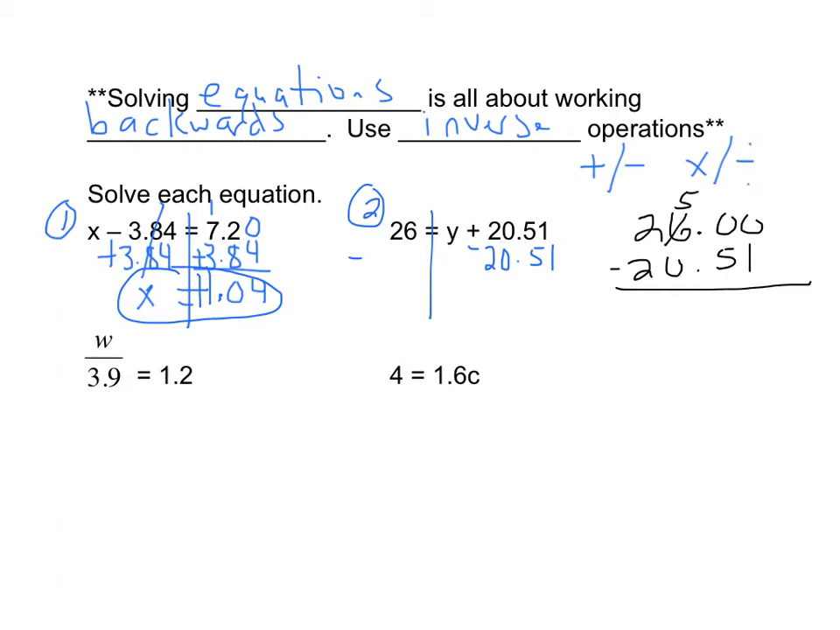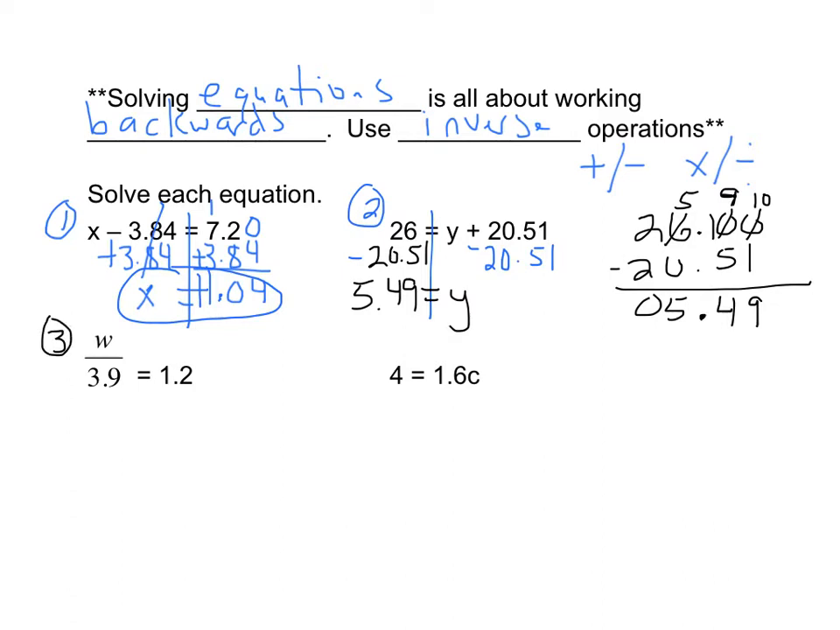Go ahead and borrow. This becomes a 10, which then becomes a 9. And then this is going to become a 10. 10 minus 1 is 9. 9 minus 5 is 4. I'm going to bring down my decimal point so it's in the same spot. 5 minus 0 is 5. 2 minus 2 is 0. So in the end, when I subtract my 20 and 51/100, we get a final answer of 5 and 49/100 is equal to y.